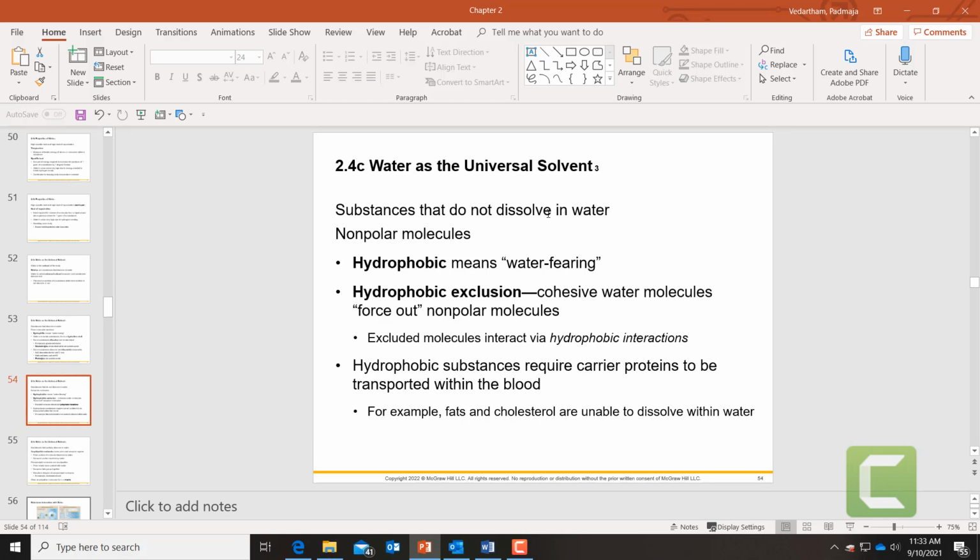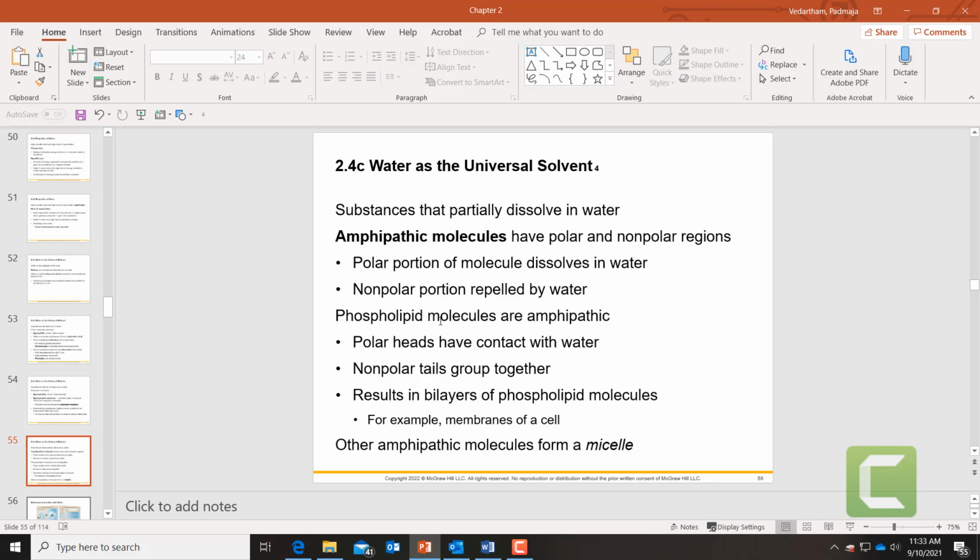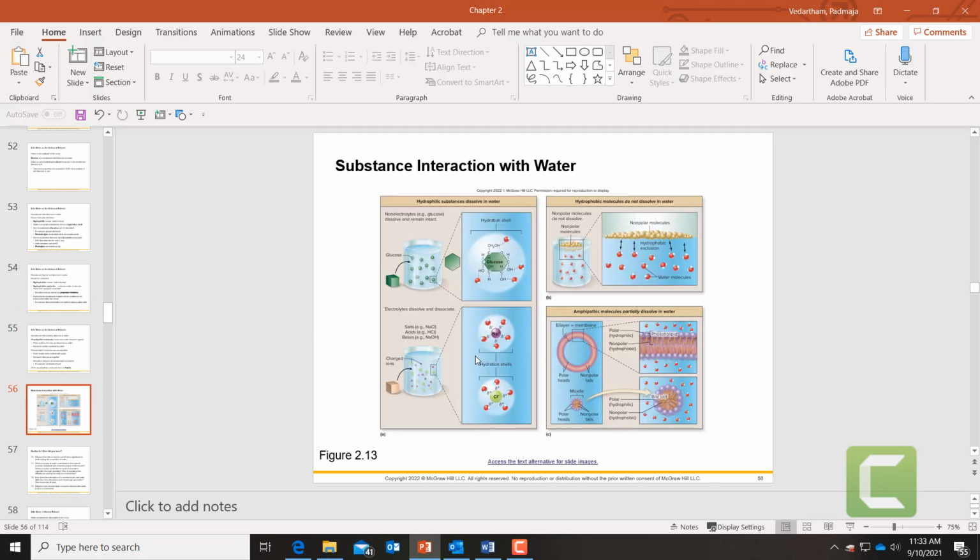Substances which do not dissolve are called hydrophobic. These are non-polar molecules, and we already saw that. And these are used for creating amphipathic molecules. And whenever you have a non-polar substance in the blood, it has to be attached to a protein in order for it to move around in the blood.